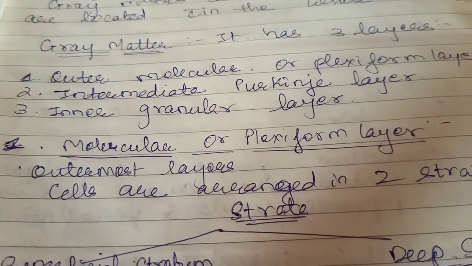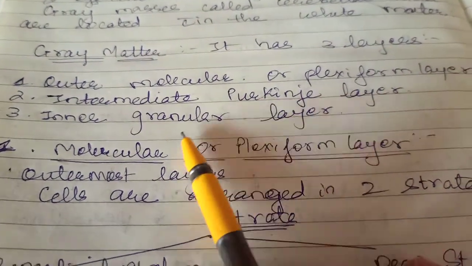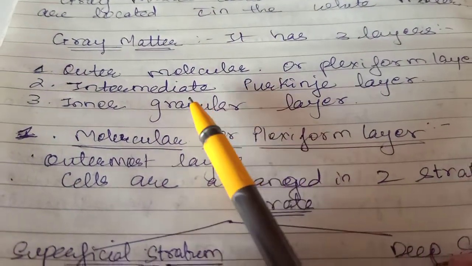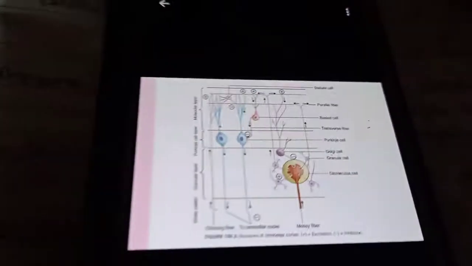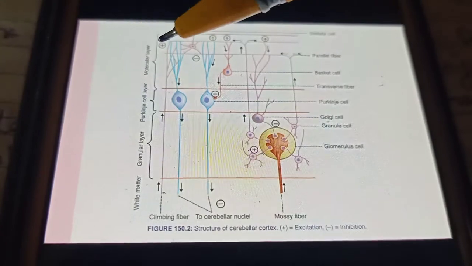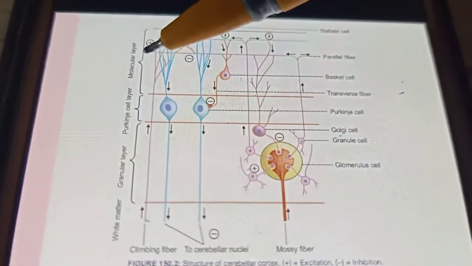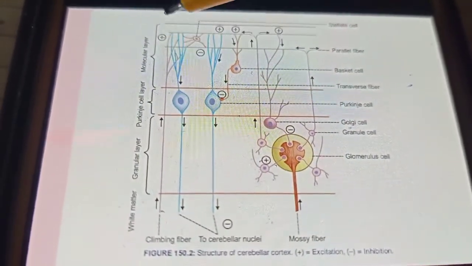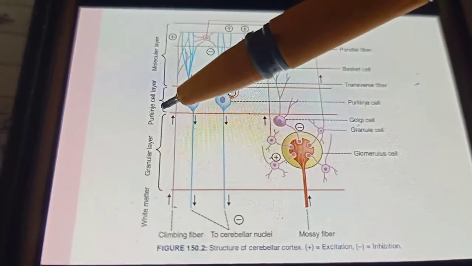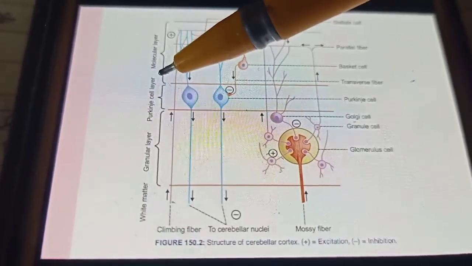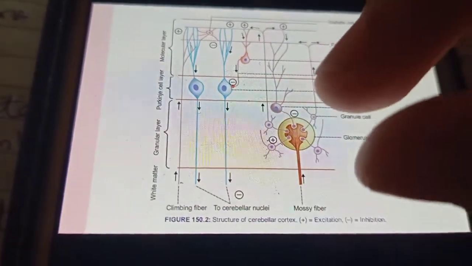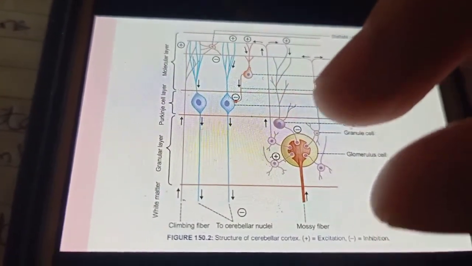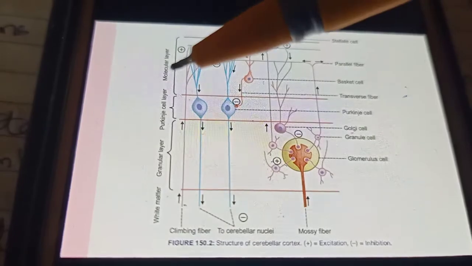Now the grey matter has three layers: the outer molecular, intermediate Purkinjean, and inner is granular layer. So this is the grey matter, and it has three layers. Outer is molecular, this much is the molecular layer. Then the intermediate is the Purkinjean cell layer, and the innermost is the granular layer. So these are the layers of the grey matter.